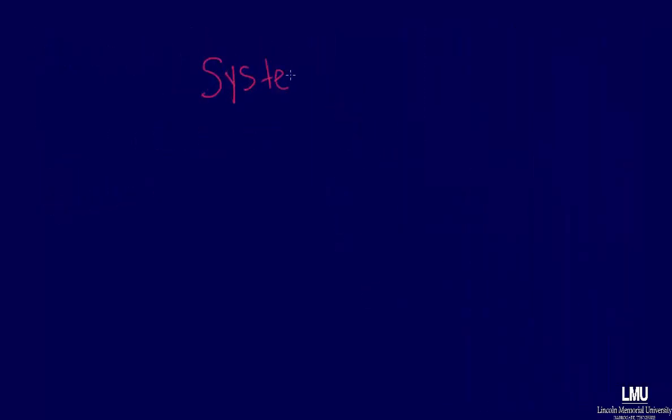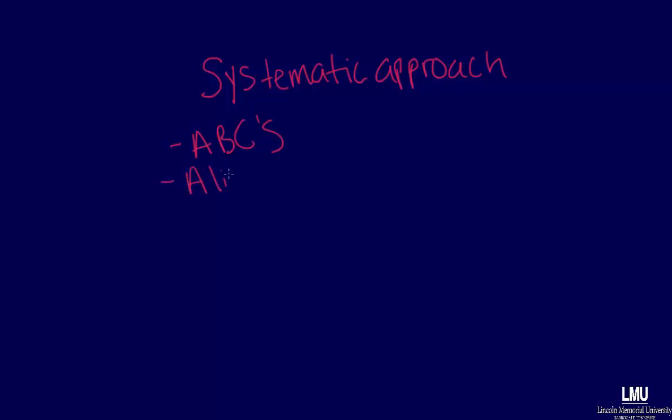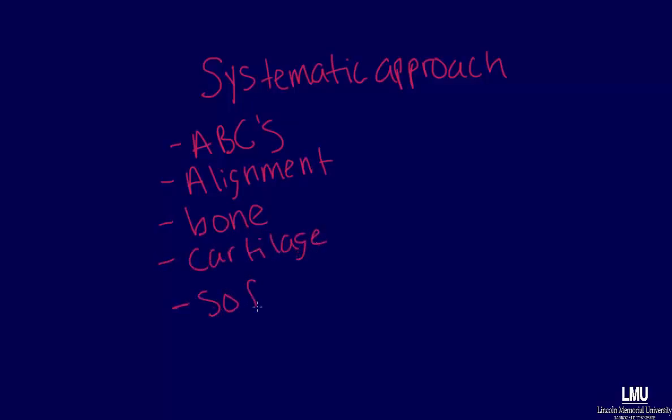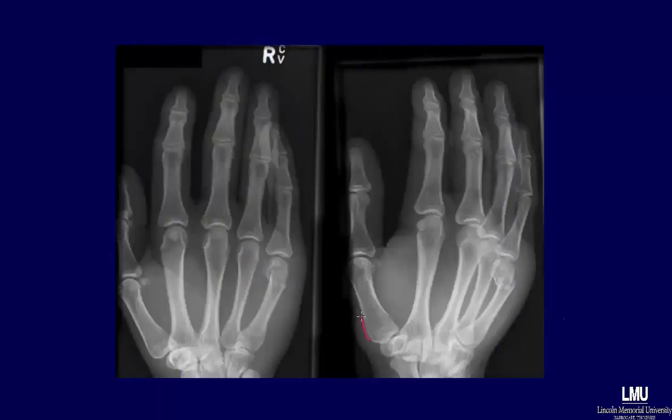Okay, so before we can look at fractures, we need to develop a systematic approach to looking at an x-ray. I like to use the ABCs. A for alignment, B for bone, C for cartilage, and S for soft tissue. In order to correctly read this x-ray, we are going to implement our ABCs: alignment, bone, cartilage, and soft tissue.